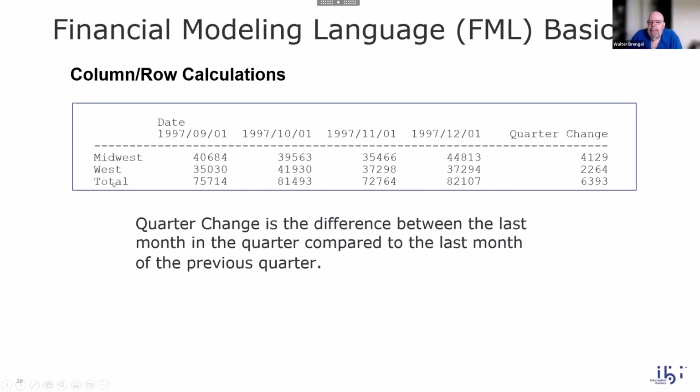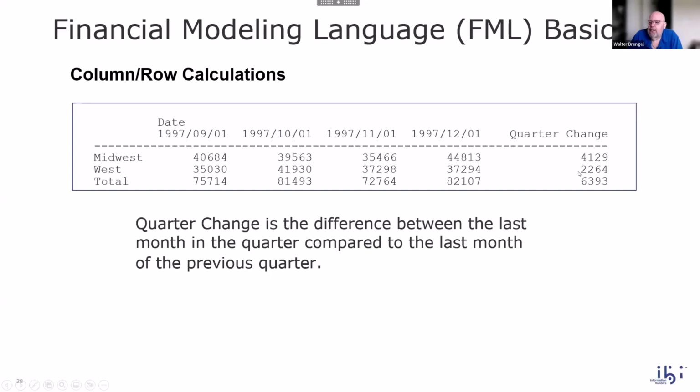Okay, so that's the basics. So now we're going to talk, I keep saying the power of FML is the inter-row, row, column calculation. It's kind of like Excel, but not as easy. So in this case, I have a report that I'm doing sales by region across dates. And our goal is to calculate this quarter change column.